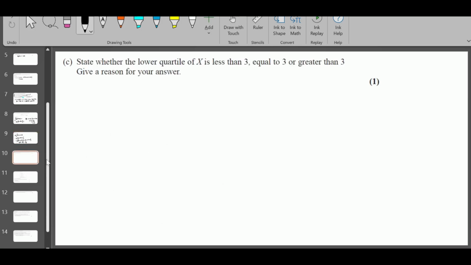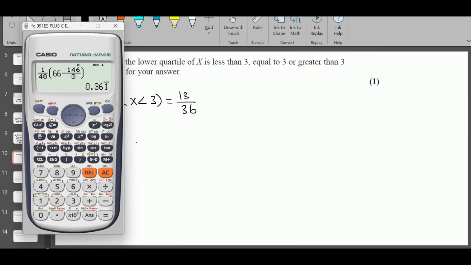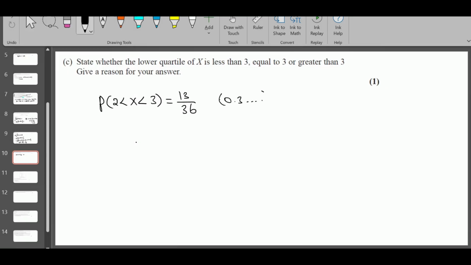Part C now. State whether the lower quartile of x is less than 3, equal to 3 or greater than 3. Okay. We have calculated the answer in the previous part. We got 13 over 36, right? The value of it is 0.3 something. And if you look at the function, the limit is 2 to 5, sorry. 3 is in between actually.